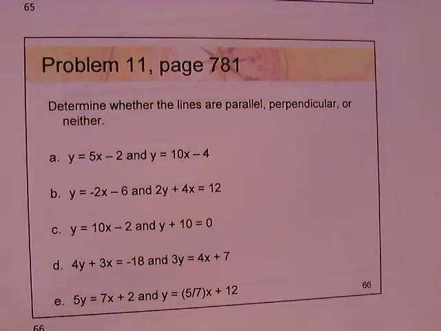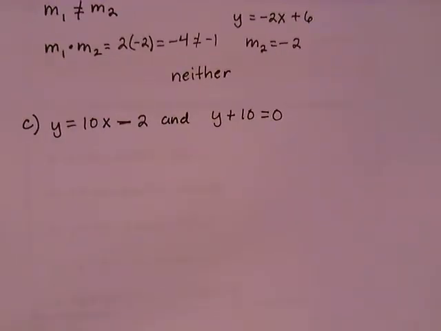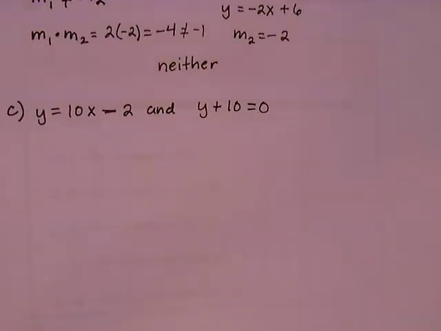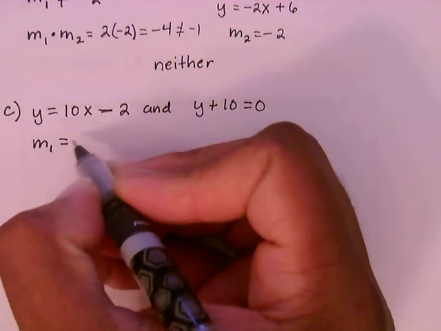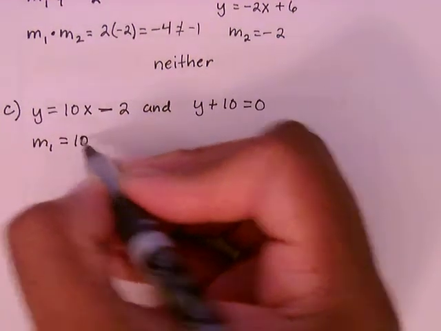Okay. All right, on to part C. It is y is equal to 10x minus 2 and y plus 10 equal to 0. The first equation is solved for y, so I can identify that slope directly. So I'm going to label this m1, that's the coefficient of x, that's 10.